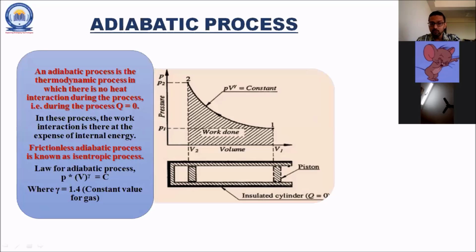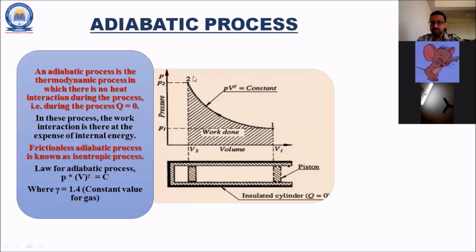Remember friends, the law for the adiabatic process, or the standard equation for the adiabatic process, is given as PV raised to gamma is equal to constant, where gamma is always a fixed, constant value equal to 1.4, and gamma is also known as the adiabatic index.